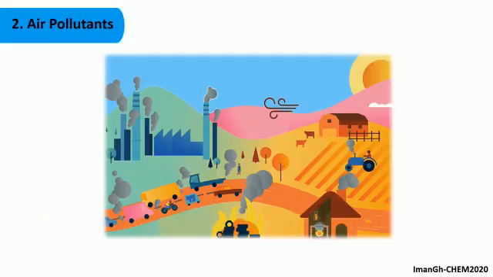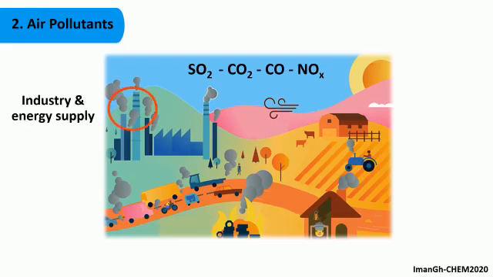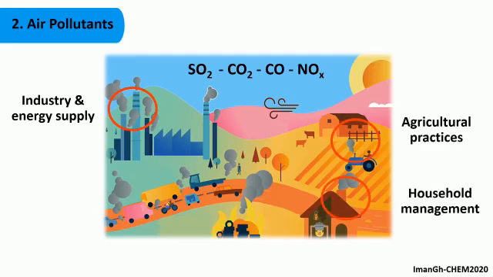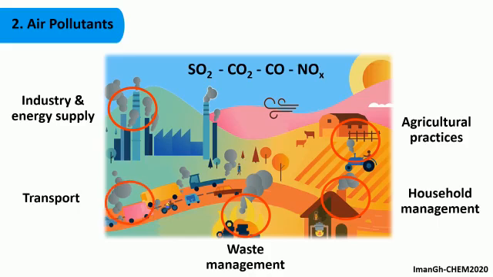Several main air pollutants are due to combustion reactions. Pollutant gases include sulfur dioxide, carbon dioxide, carbon monoxide, and oxides of nitrogen. These air pollutants are produced by combustion of fossil fuels in industry and energy supply plants, agricultural practices, and the stoves installed for domestic heating in houses. Burning garbage is a main source of air pollution, in addition to combustion of fuels used by vehicles, airplanes, and trains.